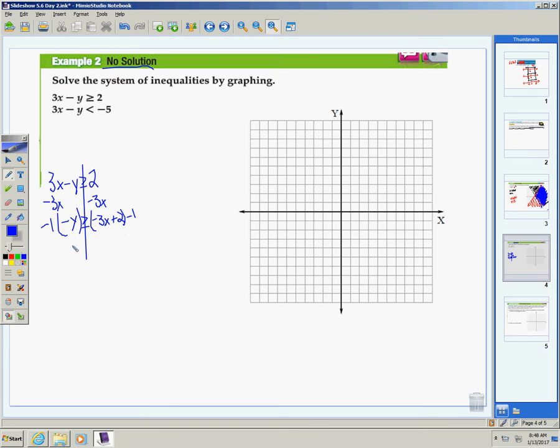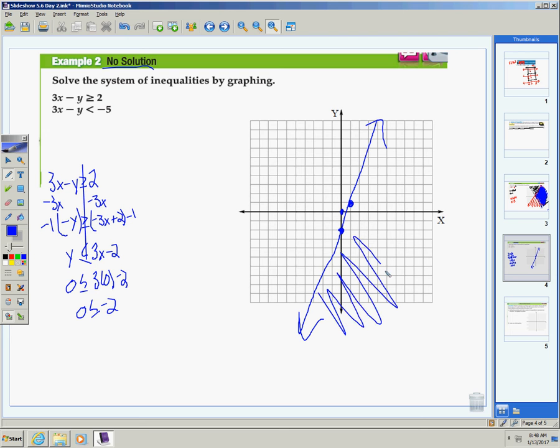And by now, I think you guys have kind of got the idea of how to do this. So I'm not super concerned with taking a ton of time going through these types of problems. And I test the point 0, 0. It's false, so I shade over here.